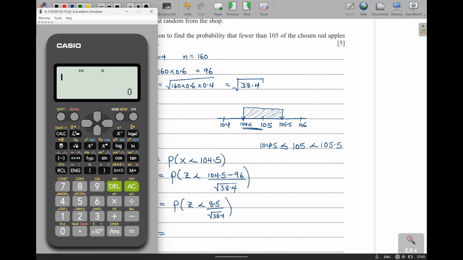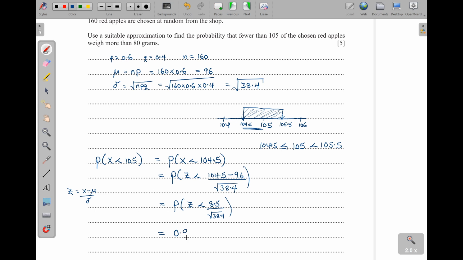So already our start is still there. So I just press shift, then 1. Then distribution is 5. And then this is less than, so I'll go to P, which is option 1. And then I will put the 8.5, then divide by the square root of 38.4. Then we get 0.91492, but to 3 significant figures, we shall have 0.915. Okay. Alternatively, you can use the table. Okay. You can use the table.